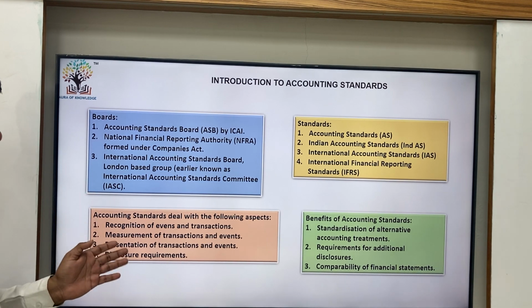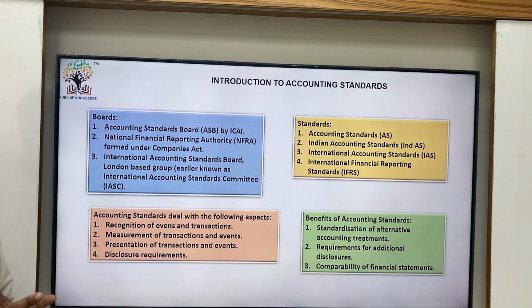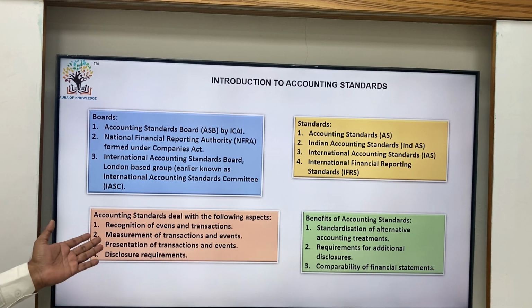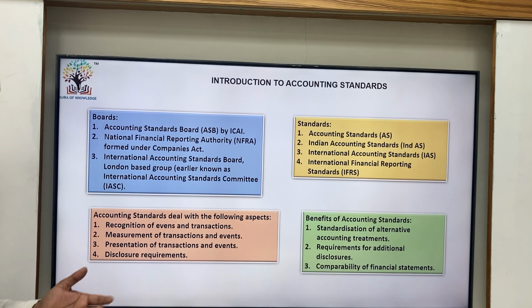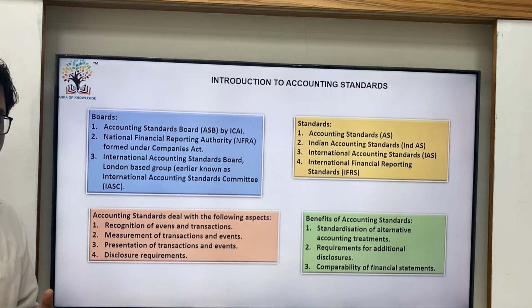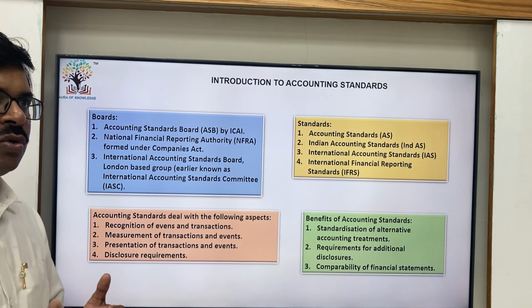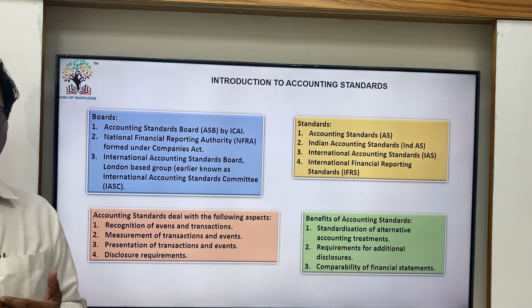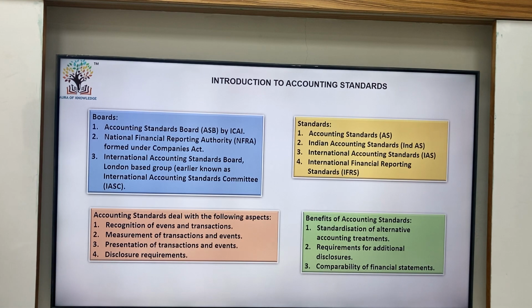Now, what are the aspects covered by accounting standards? That is recognition of events and transactions: which kinds of transactions or events have to be recognized, and what measurement procedures are to be followed while recognizing them. Then how they have to be presented in the financials, and in the same way how they have to be disclosed. Presentation means the various formats to be given so that it is easy for end users to use the financial statements.